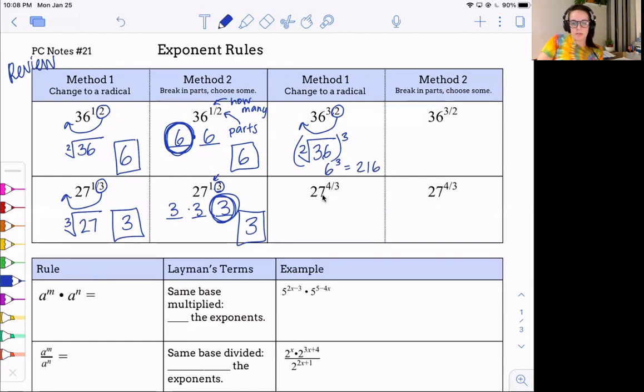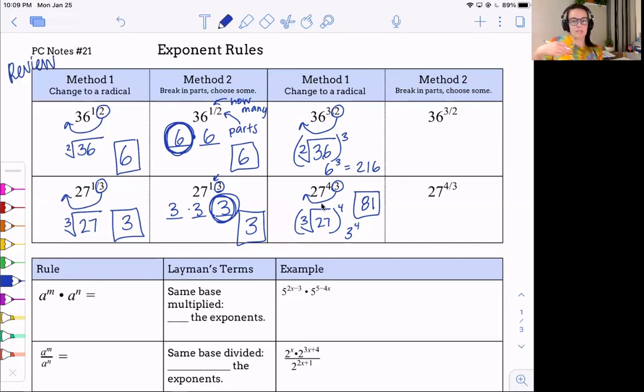Here for 27 to the 4/3, I would take this thirds, move it out here. This is the cube root of 27, still to the 4th power. So cube root of 27, remember that is 3 to the 4th power. 3 times 3 times 3 times 3 is 81. Right, so this is probably the most traditional way of doing this type of problem.